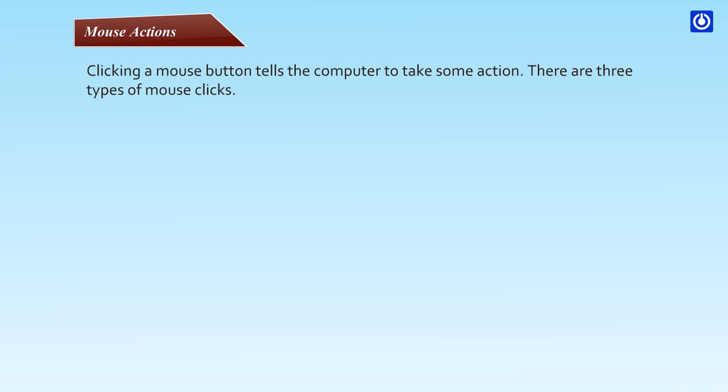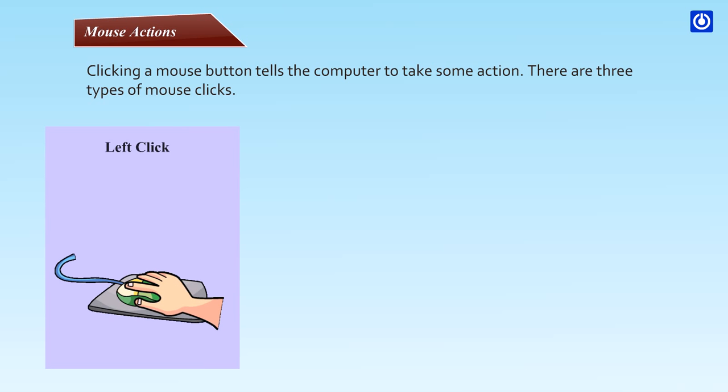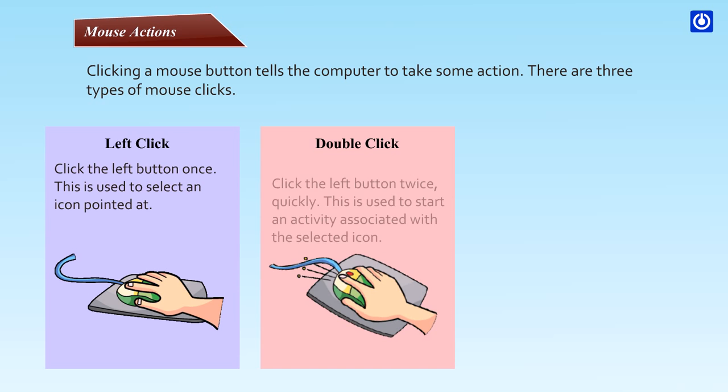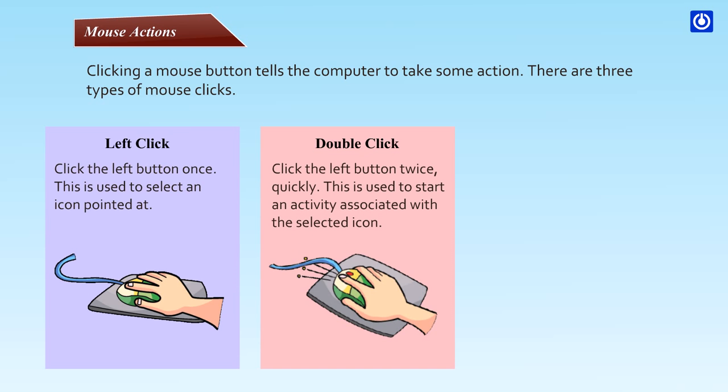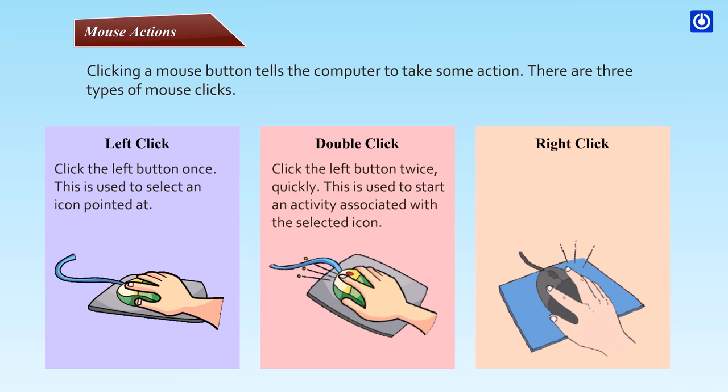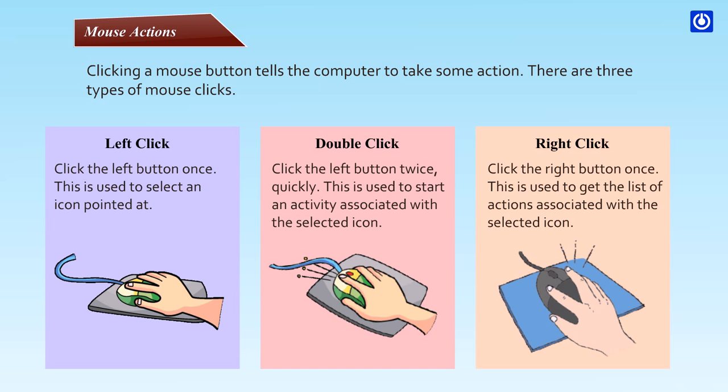There are three types of mouse clicks. Left click. Click the left button once. This is used to select an icon pointed at. Double click. Click the left button twice, quickly. This is used to start an activity associated with the selected icon. Right click. Click the right button once. This is used to get the list of actions associated with the selected icon.